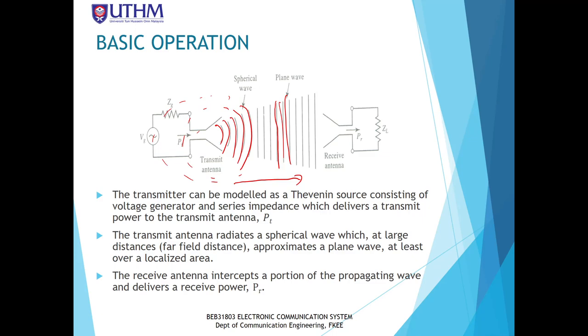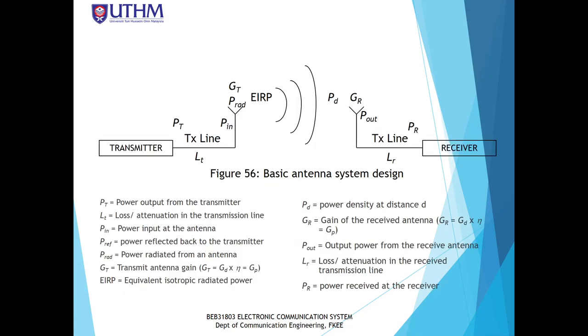Okay. So, this is the Thevenin source. This is the Thevenin circuit using a transmitter and also the receiving side. Okay. This is the transmitter and receiver. So this is the picture that I always draw in my class. So later you're going to see why I always draw this picture in my class.